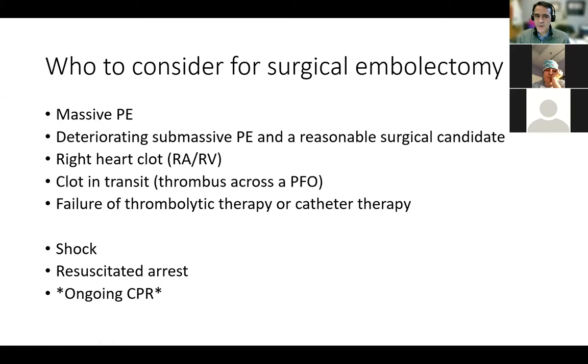Really, assessment of the right heart side is important. Big, large clots in the RA and RV are really pretty scary, and in my mind are actually a contraindication to thrombolytics, because you're just going to free them to go where you don't want them to go. Also clot in transit, or large thrombus across a PFO, for example, which I've never seen, but certainly is conceivable. Shock, resuscitated arrest, ongoing CPR. These are all things we might consider in these patients.